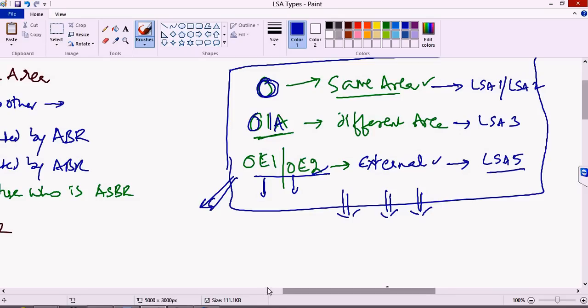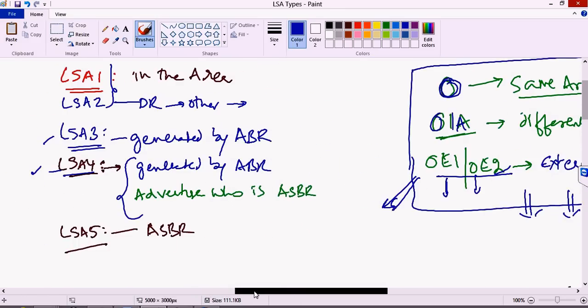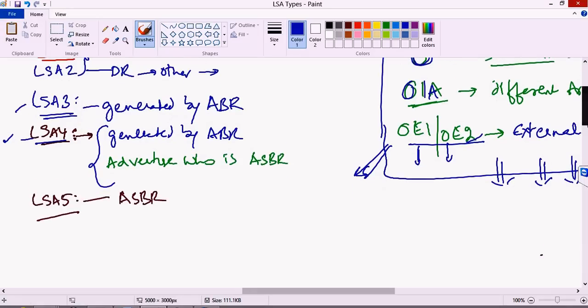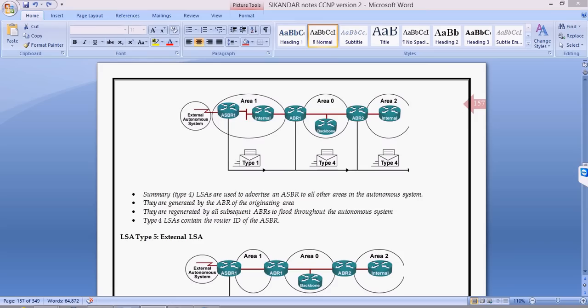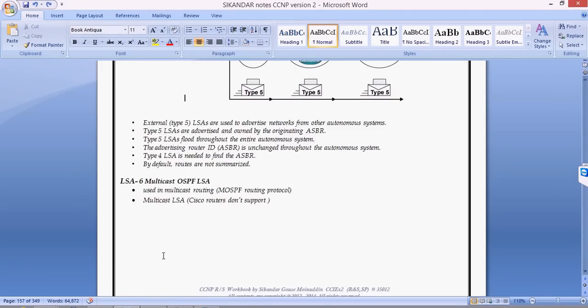So we call it the multicast LSA, which Cisco routers don't support, so we don't use this protocol in Cisco routers. The most commonly used protocols are PIM sparse mode and dense mode protocols. So we don't really get into this LSA 6, and also there is LSA 7, which is used in NSSA updates. We'll be seeing that in our next session relating to LSA 7.